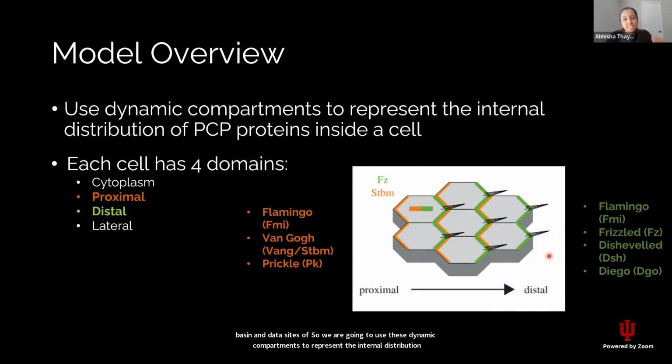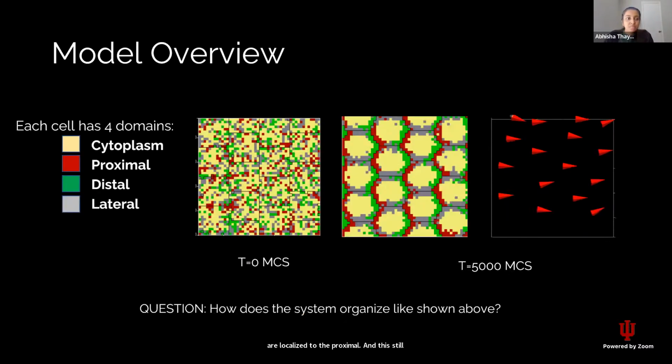In our model, each cell has 4 domains: cytoplasm, proximal, distal, and lateral compartments. The proximal compartment represents the proteins that are localized to the proximal end of the cell, and the distal compartment represents the proteins that are localized to the distal end of the cell. So this is how the model looks. At time t equal to 0, we start from a configuration where all the domains or compartments are completely mixed inside the cell. As time evolves, the system sorts out by itself and organizes as shown here.